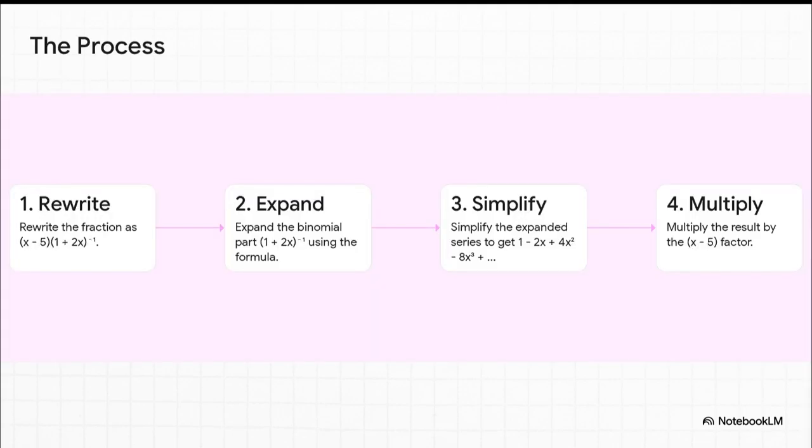And here's how that plays out. First, we do that rewrite we just talked about. Then, we focus just on the bracket part, the 1 plus 2x to the minus 1, and we expand it using our formula. Super important, notice how the x from our main formula is actually 2x in this problem. You got to be careful with that. Once we have the expansion, we simplify it down, and then for the final step, we bring back that x minus 5 and get ready to multiply.